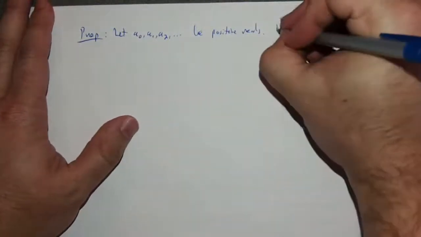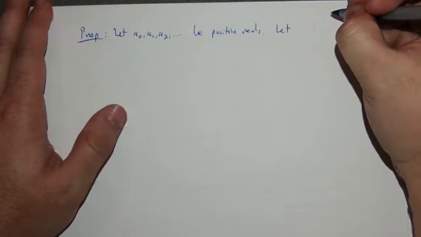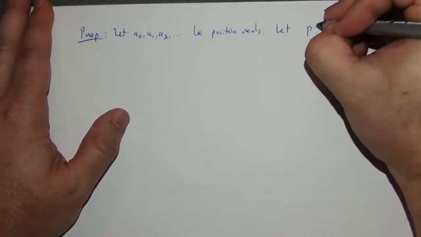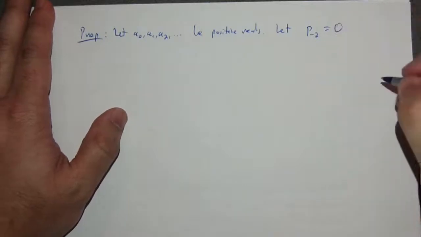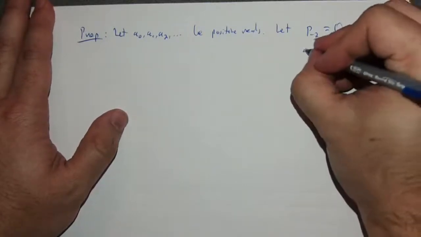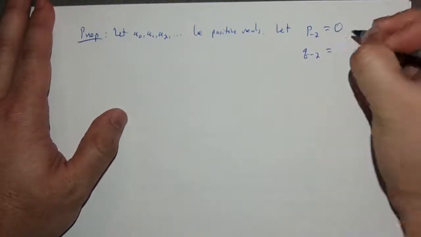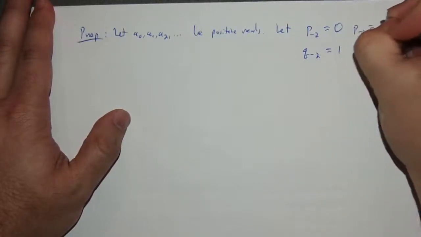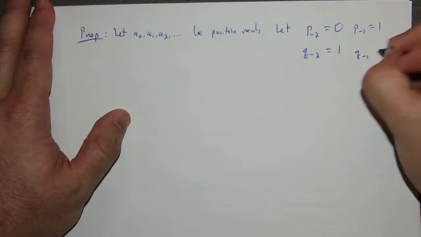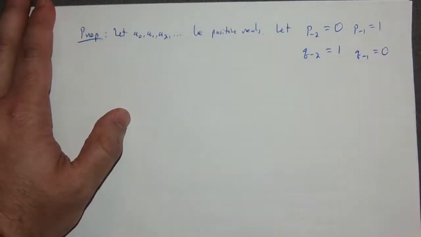Okay, this is just to define these things, to initialize them. Let P sub minus 2 be 0, and Q sub minus 2 be 1, and let P sub minus 1 be 1, and Q sub minus 1 be 0.